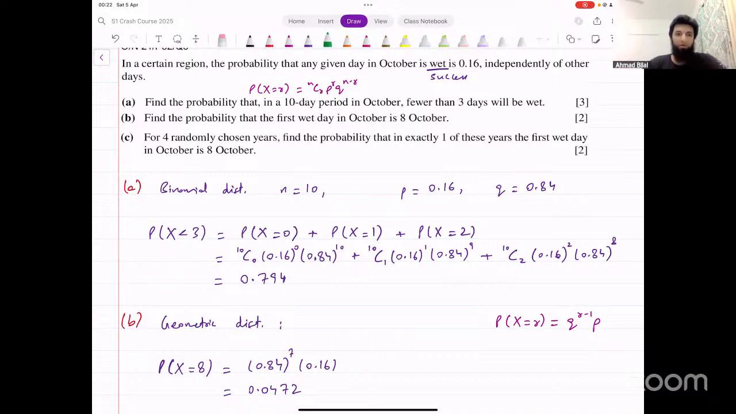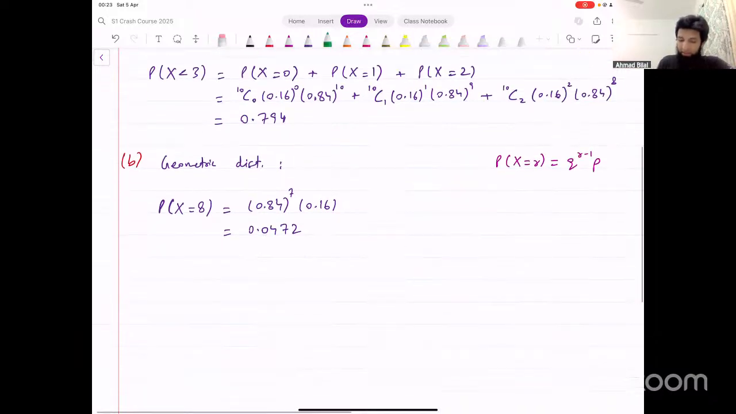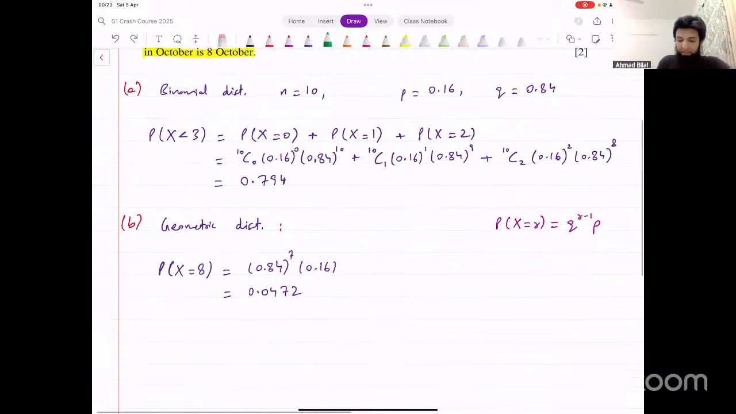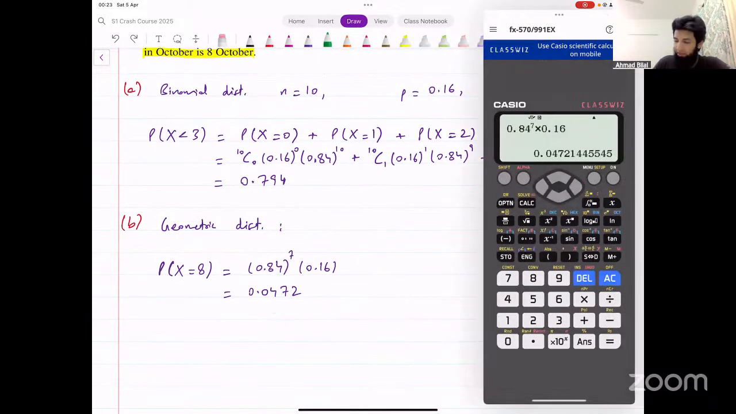Okay, let's look at the last part of this. It says, for 4 randomly chosen years, find the probability that in exactly one of these years, the first wet day in October is 8th October. Okay, now what does that mean? First wet day in October is 8th October. Haven't we talked about this before already? In the second part, we found the probability for this case, and that turned out to be 0.0472.